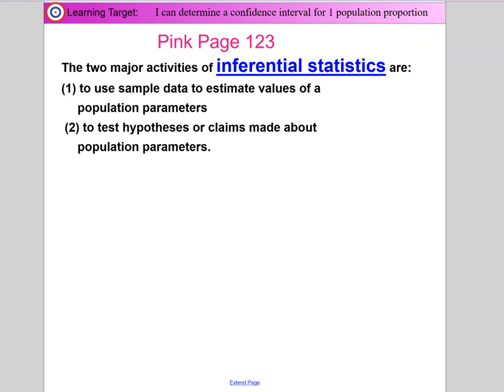It says the two major activities of inferential statistics are to use sample data to estimate values of a population parameter and to test hypotheses or claims made about a population parameter. So for Unit 4, we're going to focus on just the first part of this. And then in Unit 5, we're going to do the second part, which is to test our hypothesis or claims. But for now, we're looking at estimating the values of a population parameter.